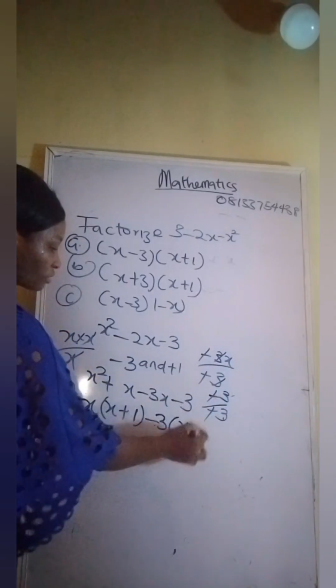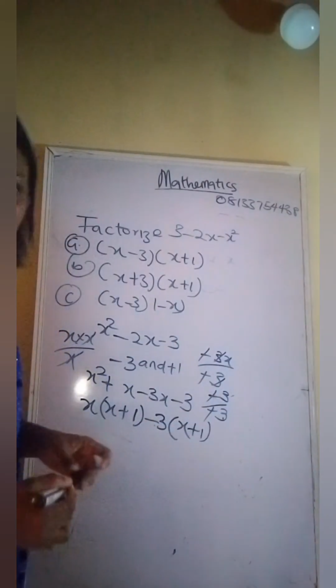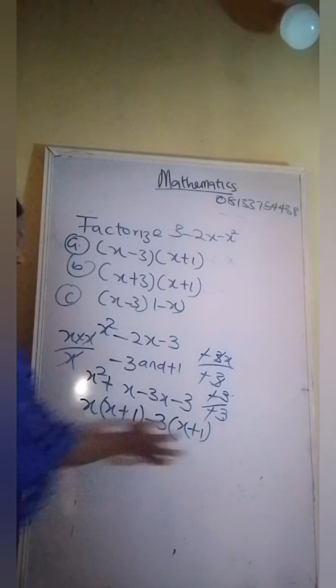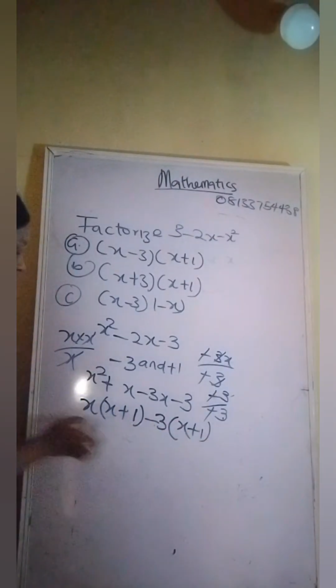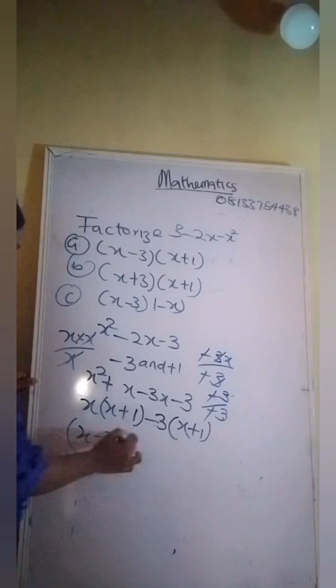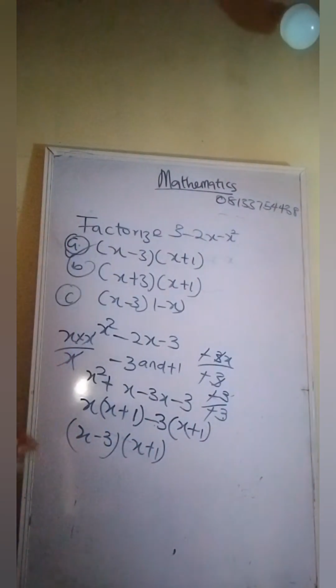So you are left with what? Plus 1. Very, very simple. You get it now? So now x plus 1 is common. We just pick 1, then this x minus 3. So that will be x minus 3, x plus 1. Very simple. So our answer is A.